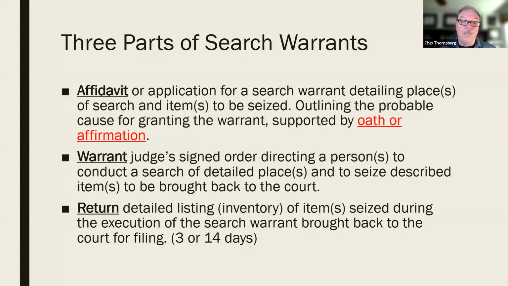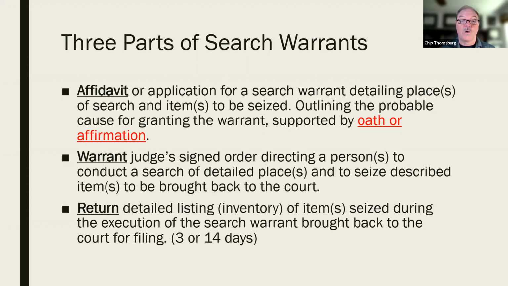So there are three basic components to the search warrant that the Fourth Amendment talks about. First, there's the affidavit, supported by oath or affirmation. That's, I swear. You don't have to put your hand on a Bible anymore, but law enforcement still raises a hand, still swears to the judge that it's true, and then signs off. Your affidavit details the probable cause. Here's the reason we think this location contains evidence of this crime.